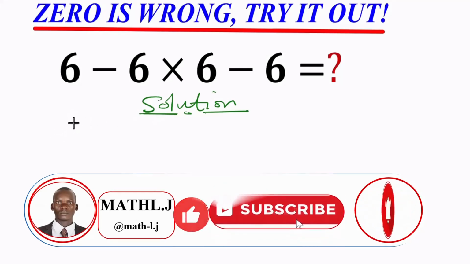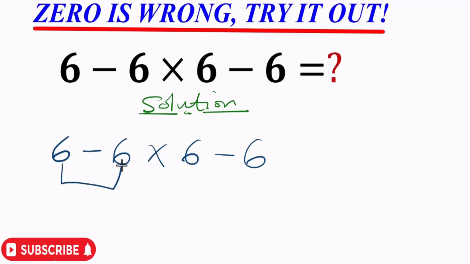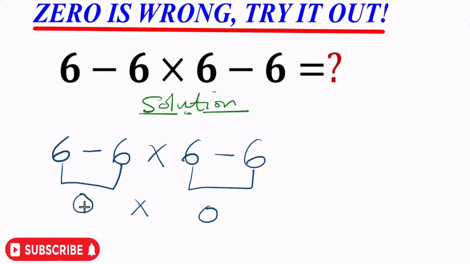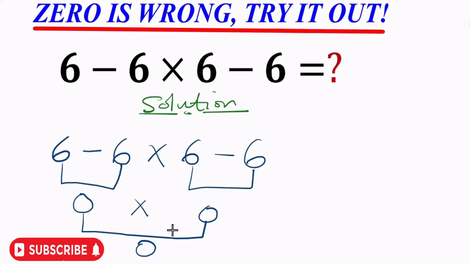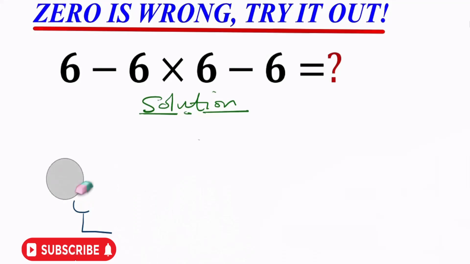For our solution, one can begin by getting the difference here. For example, if we have 6 take away 6, then multiplied by 6 take away 6. One can first get the difference, 6 minus 6, to get 0, then multiplied by, again, 6 take away 6, to get a 0. When I multiply 0 by 0, I get 0 as the result. But according to this expression, this answer of 0 is wrong. It is completely wrong. So let us have the correct approach of doing it in a simple and secure way.